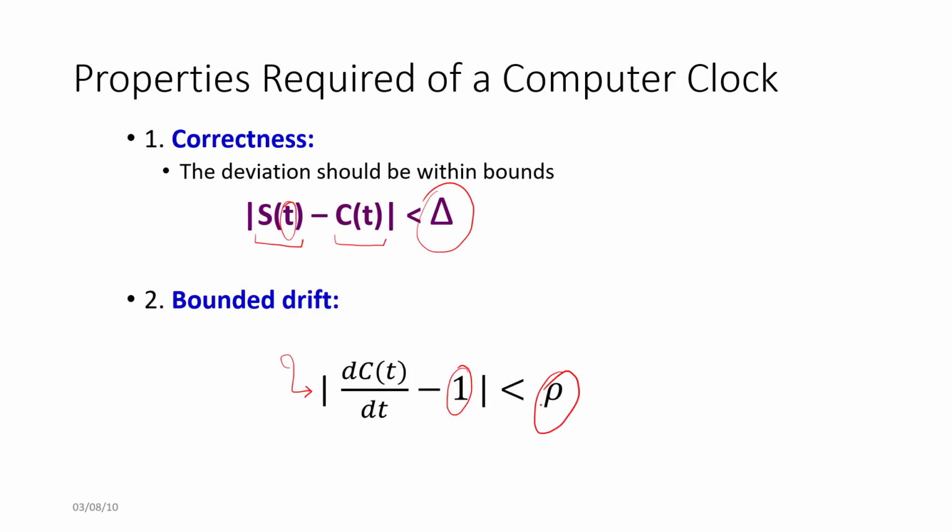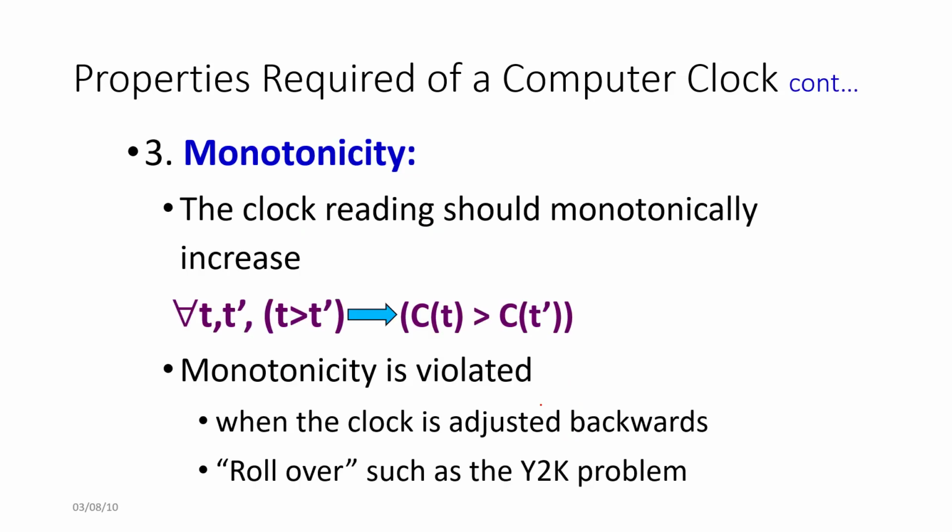So one more property, other than these two, is correctness, which means the deviation should be within bounds. And the second is the drift, which is essentially a bound on the derivative around 1. This also should be less than another threshold rho.